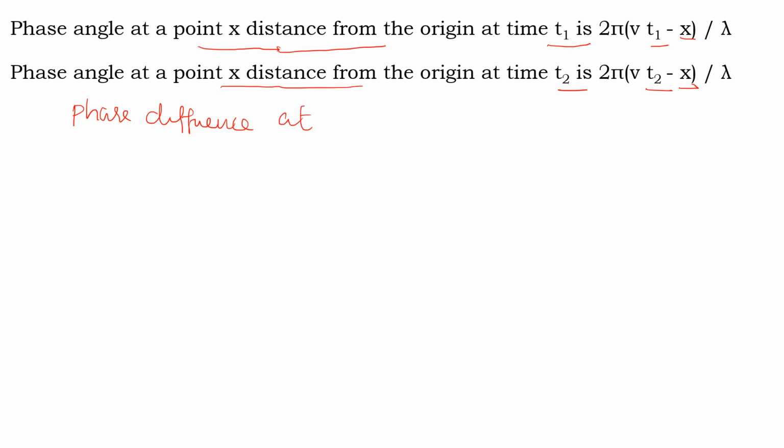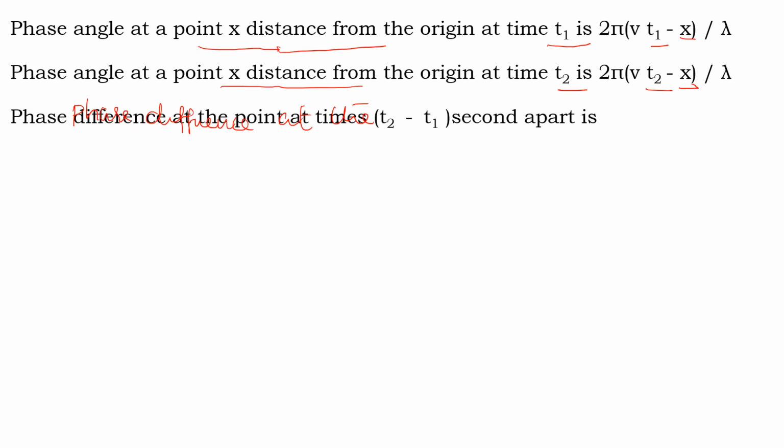That is, the phase difference at the point at the times t1, t2 minus t1 second apart is 2 pi by lambda into v into t1 minus t2. That is taking the difference 2 pi by lambda into vt1 minus x minus vt2 minus x. The x will cancel and the final equation is 2 pi by lambda into v t1 minus t2.